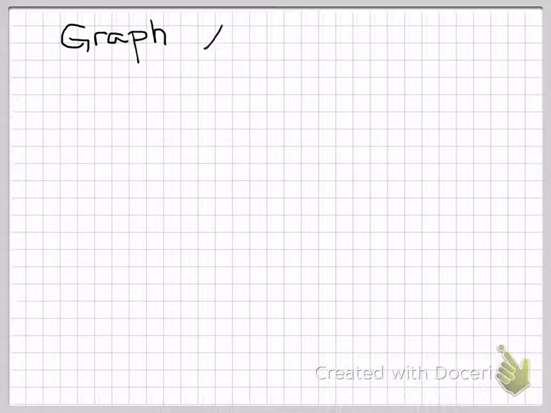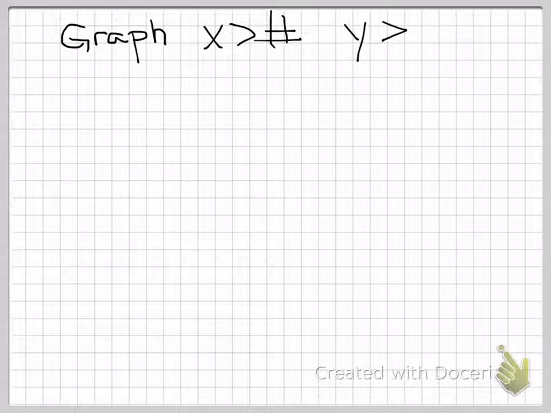For graphing inequalities, there are two special types of lines we need to go over before we go to this system where we have two. So we're going to graph x greater than a number, x greater than some number, and y greater than some number, or less than, whatever.